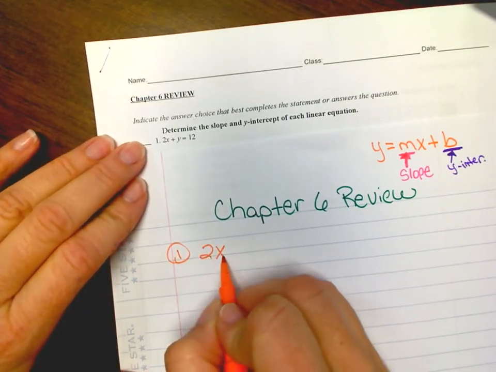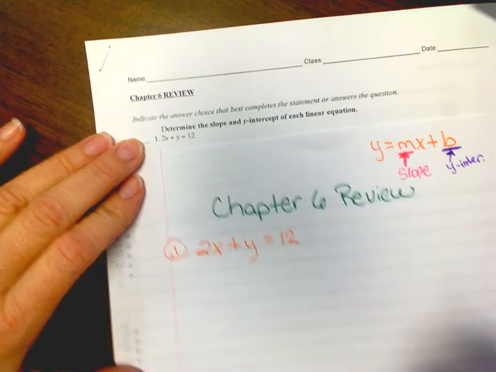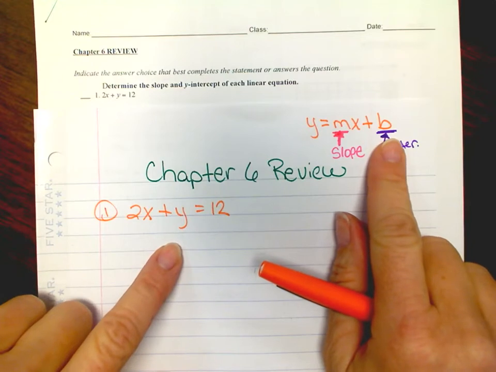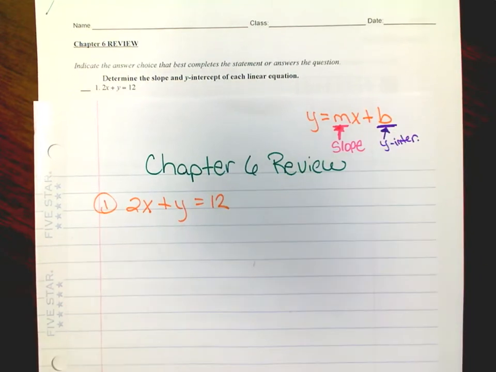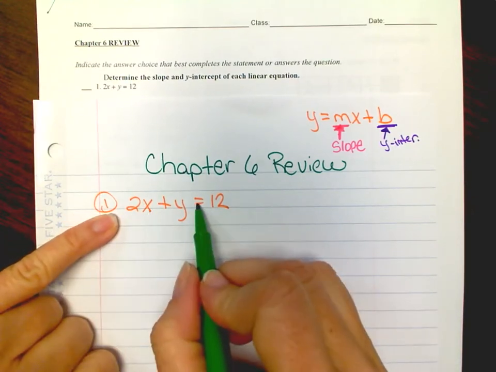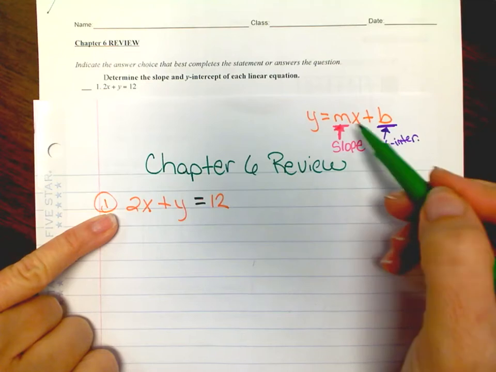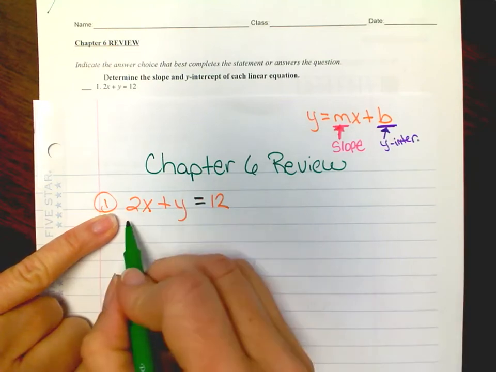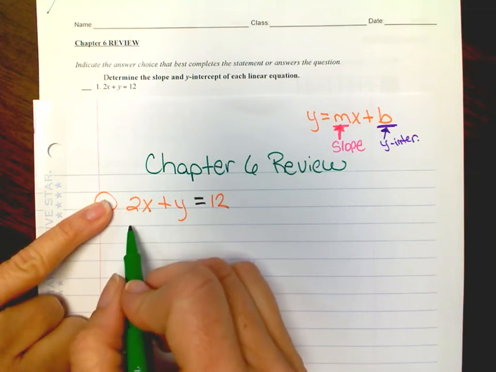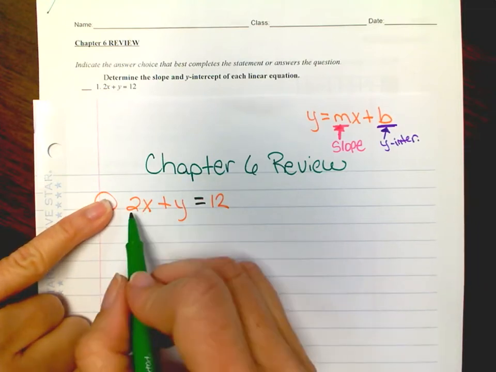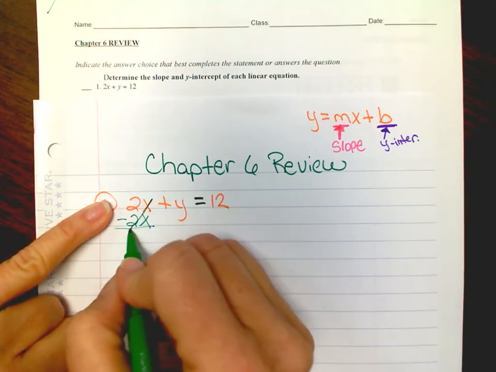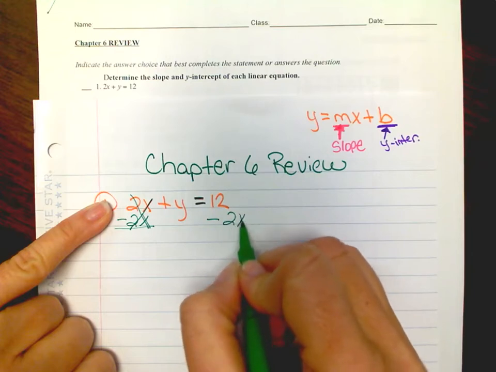I have 2x plus y equals 12. But that's not in my form. So let's just change it to where it is. We know how to move numbers and letters around. I want to get 2x on this side of the equal sign so I can get y by itself, because that's the way my formula looks. In order to do that, I've got to take 2x and cancel it out on this side to move to this side. And this is a positive 2x, so I need to subtract 2x, and that cancels out, and I must do it to this side.